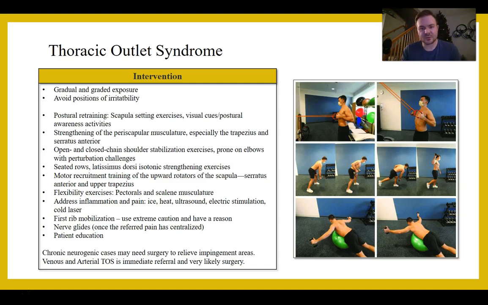I rarely do things like first rib mobilizations or soft tissue work into those areas because I think adding compression to the anatomy that's already dealing with a compressive type of pathology is not something I want to do. In chronic cases of neurogenic TOS, they may need surgery to relieve those impingement areas. They do things like a first rib removal or a scalenectomy or a pec minor release to relieve pressure on the nerves. And then if you notice venous or arterial thoracic outlet, this would be immediate referral and very likely surgery in my book.